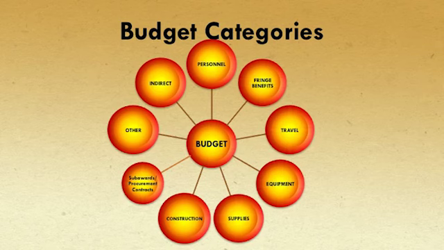Now let us take a look at the actual CTAS budget review process. The budget categories are personnel, fringe benefits, travel, equipment, supplies, construction, subawards and procurement contracts, the other category, and indirect cost.